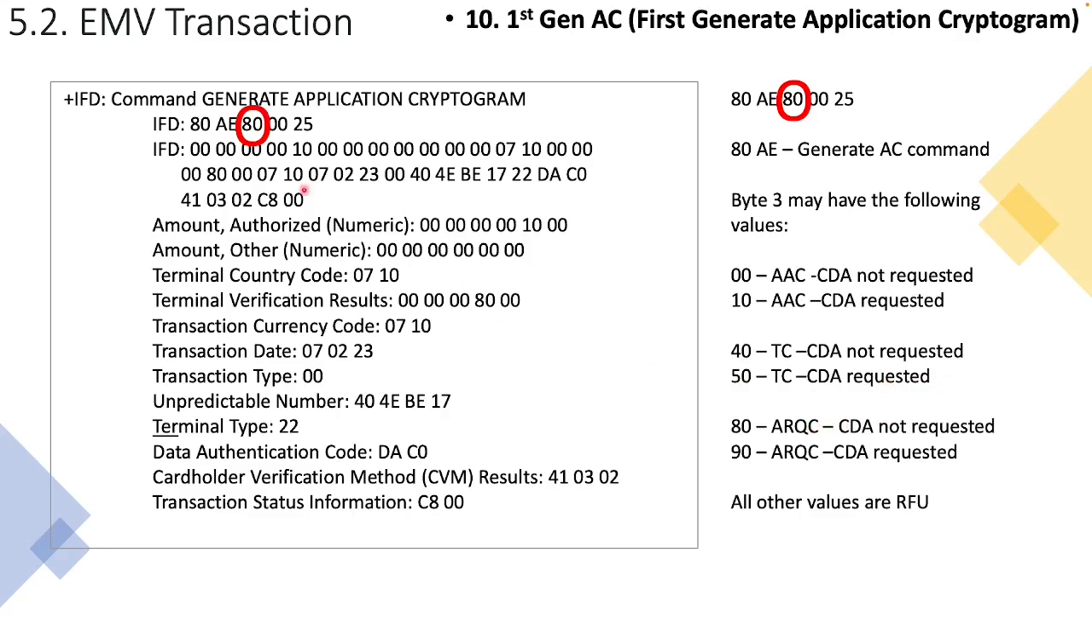And then we come down to the one that we're seeing here. We're seeing the 80, and the 80 is ARQC, CDA not requested, and the 90 is ARQC. So 80 or 90 refers to a suggestion by the terminal for the card to generate an ARQC cryptogram for the transaction to go online. So all other values outside of these 6 for now are reserved for future use. Okay, so you shouldn't see anything beyond that.